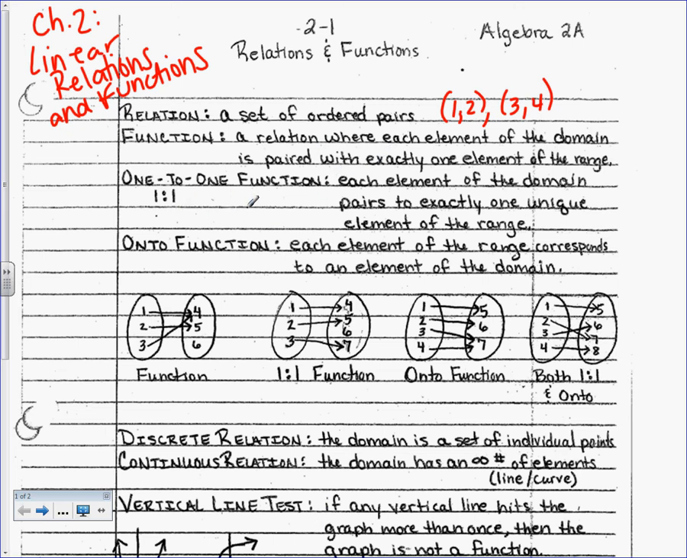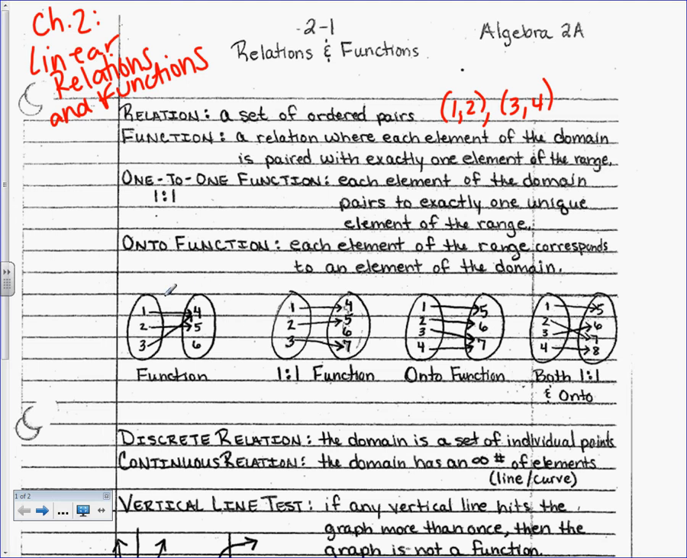A one-to-one function is where each element of the domain pairs to exactly one unique element of the range, and an onto function is where each element of the range corresponds to an element of the domain. So the differences in the types of functions can get a bit confusing. I'm going to show you a few examples, but the last time I checked, this wasn't necessarily in the standards anymore. So we're going to just briefly touch on it, and if you have more questions in class, we can go through that, or if it ever comes back in the standards, I will make sure to circle back to this.